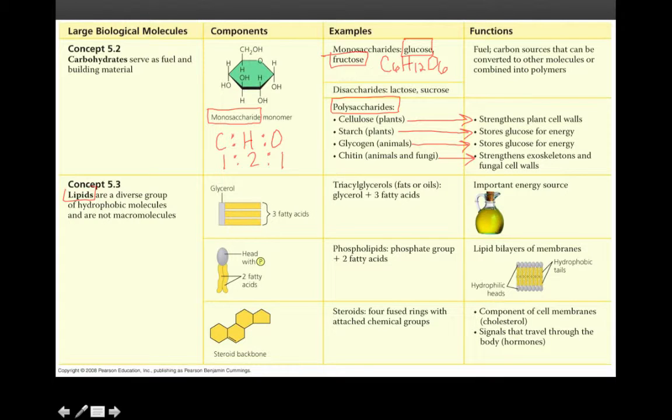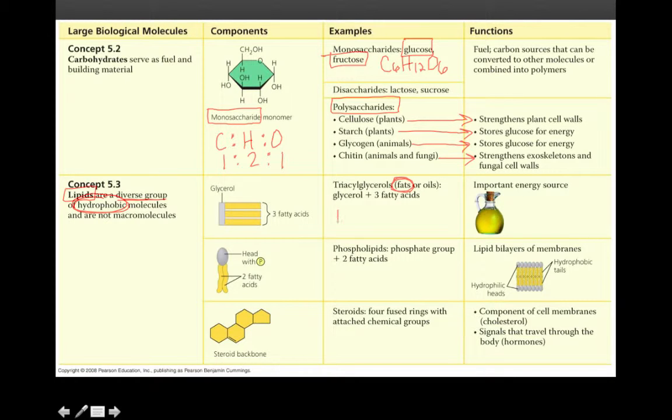Lipids are a very diverse class of biological molecule. They take on many different forms, but you should remember that regardless of the type of lipid, they are always at least partially, if not fully, hydrophobic or nonpolar, and therefore do not dissolve in water.